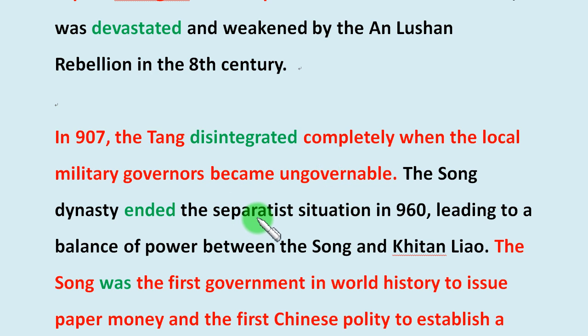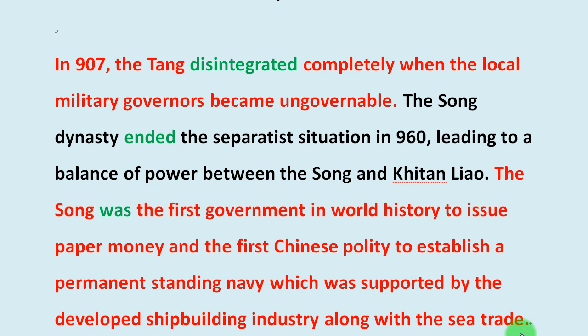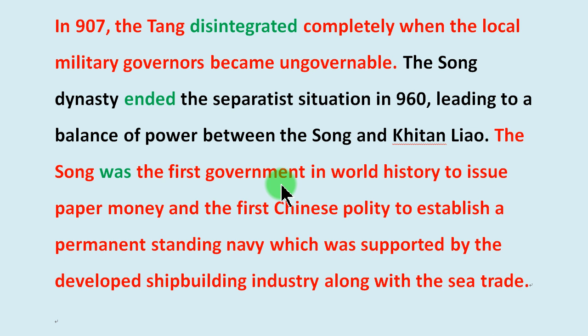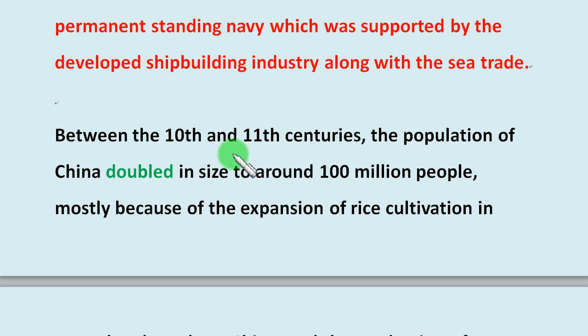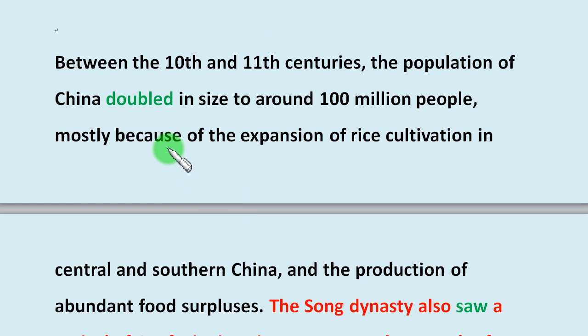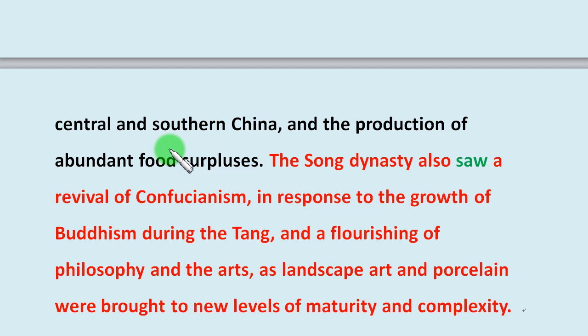The Song dynasty ended the separatist situation in 960, leading to a balance of power between the Song and the Khitan Liao. The Song was the first government in world history to issue paper money, and the first Chinese polity to establish a permanent standing navy, which was supported by the developed shipbuilding industry along with the sea trade. Between the 10th and 11th centuries, the population of China doubled in size to around 100 million people, mostly because of the expansion of rice cultivation in central and southern China, and the production of abundant food surpluses.